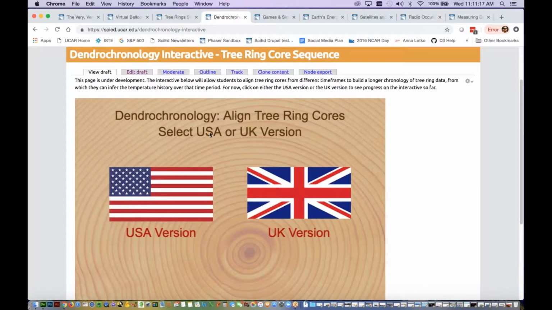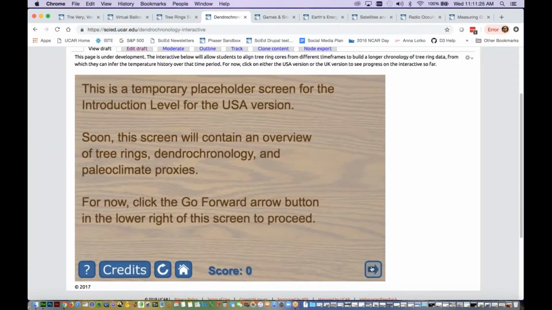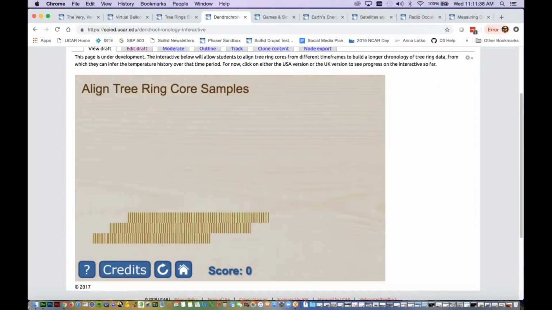We have one in production, another one around tree rings that's not quite done yet. We're working with some partners in the UK around this. It's got some opening screens, but the basic gist of it is that you collect some samples from both living trees, but also from beams from ships or log cabins, and then try and build up a longer chronology. So the idea is that we've got some tree ring cores here along the bottom, and we can slide them back and forth until I find a match.